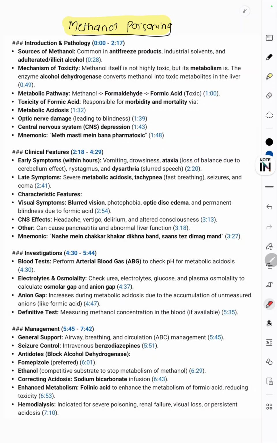Next is methanol poisoning. So methanol poisoning, what are the sources of methanol? The sources of methanol are antifreeze agents. It mostly consists of ethylene glycol, however, also industrial solvents, and sometimes it is adulterated with alcohol or illicit alcohol.